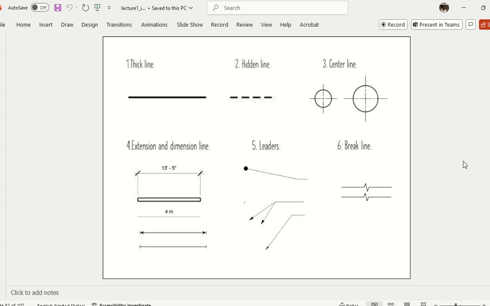Now you see the fourth one: extension line and dimension line. Which one is extension? Which one is dimension?